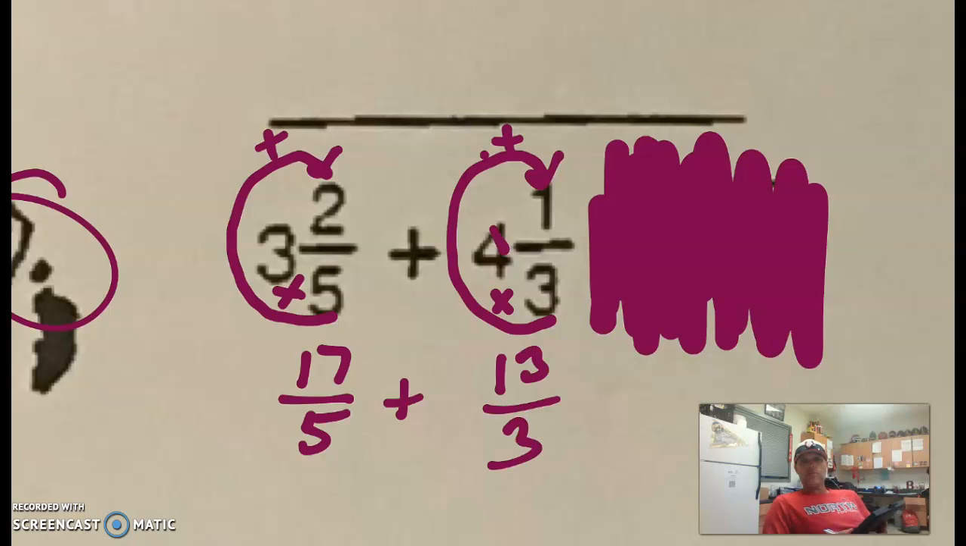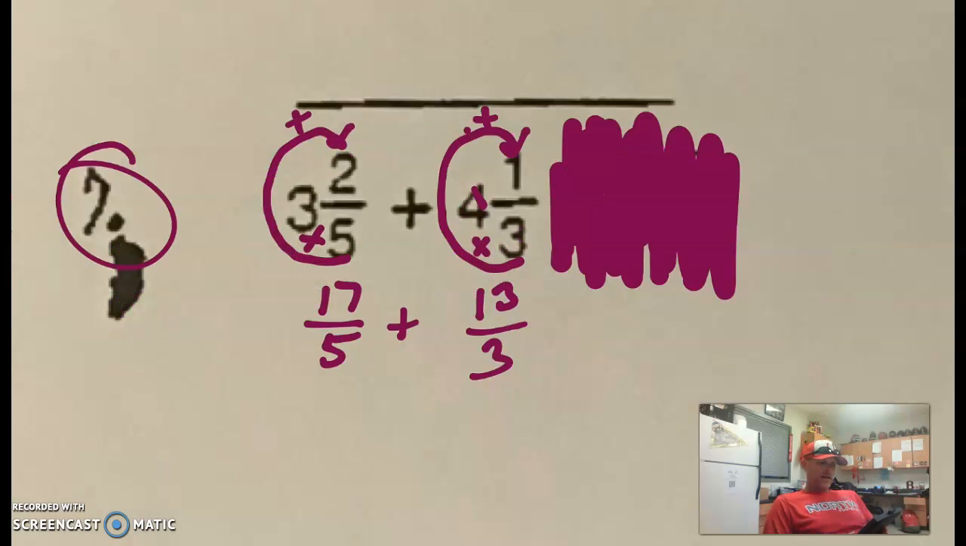All right, so now let's get these denominators the same. If you skip count by 5s: 5, 10, 15, 20. Now let's skip count by 3s: 3, 6, 9, 12, 15. Those match. So these denominators are going to be 15.